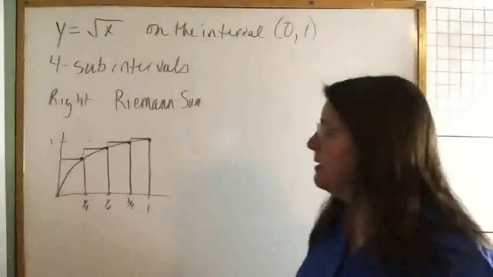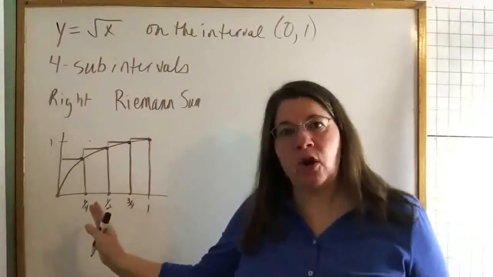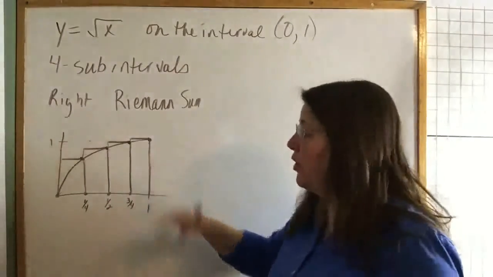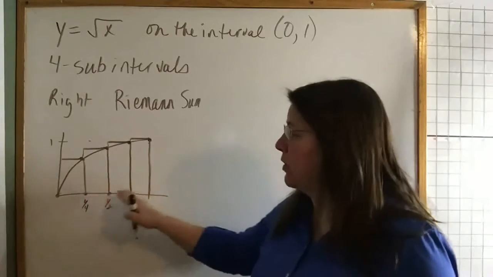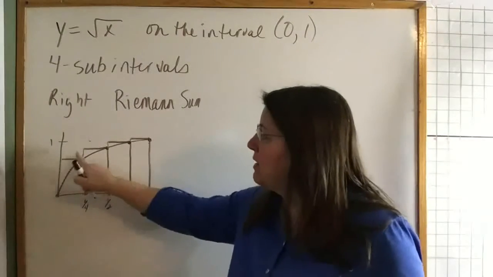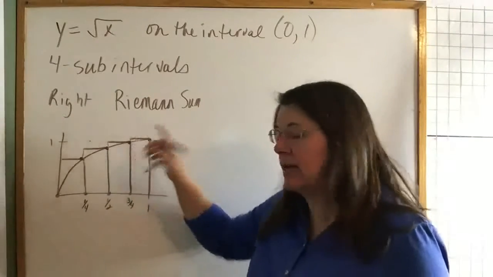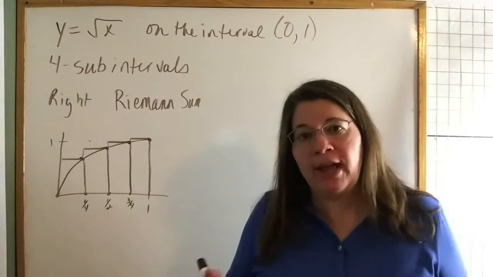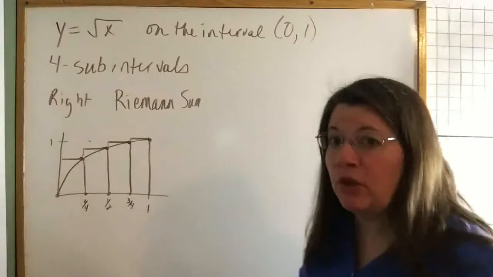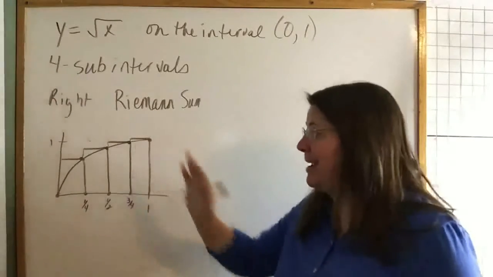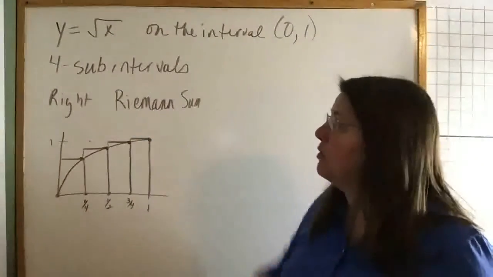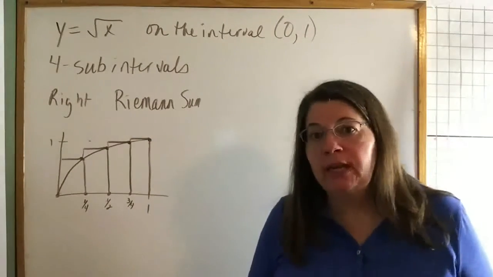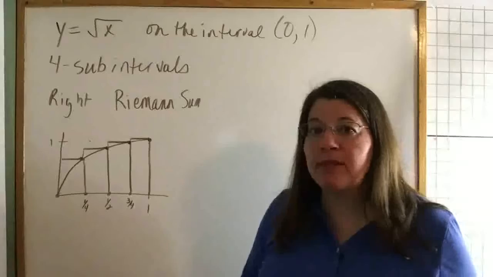So looking at this, if they ask you if this is an over or an underestimate, you can say, well, this is an overestimate, because not only are we accounting for all of the area underneath the curve, we're also accounting for these extra portions in these rectangles. So this is going to be an overestimate. And it's okay to assume that the real answer, the exact area under the curve of the square root of x between 0 and 1, is going to be somewhere between your left Riemann sum and your right Riemann sum.